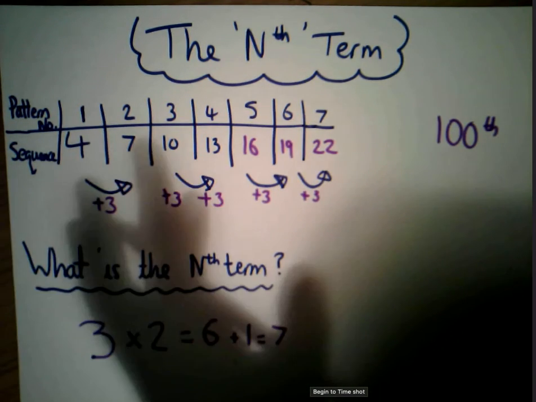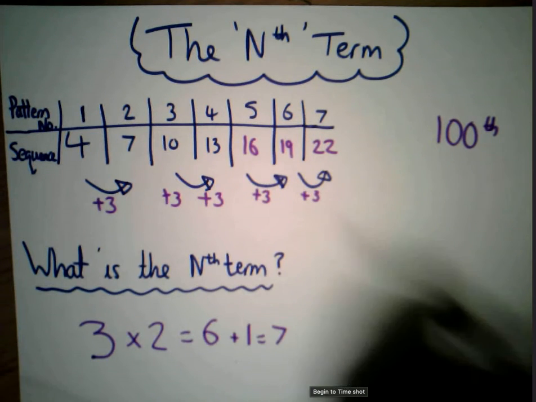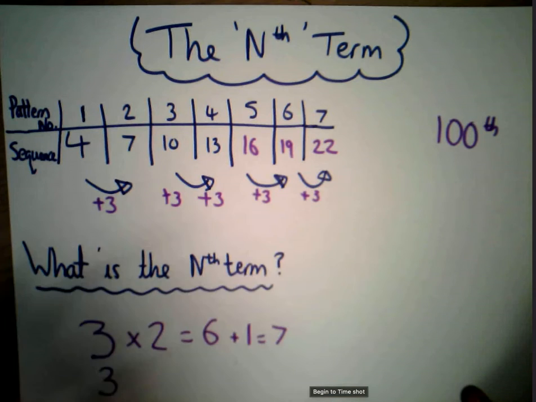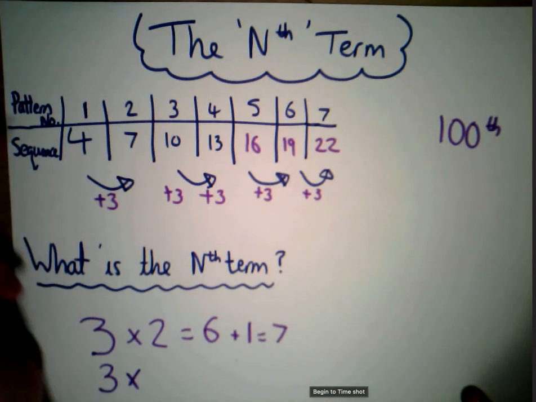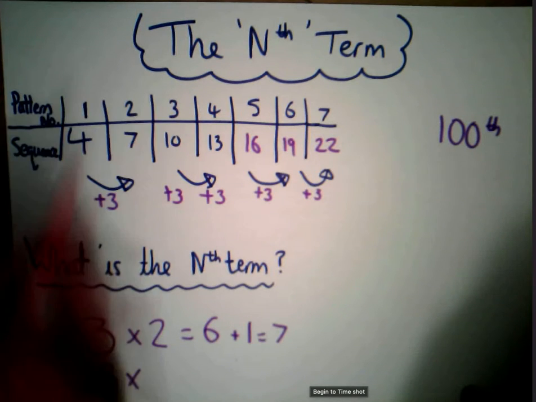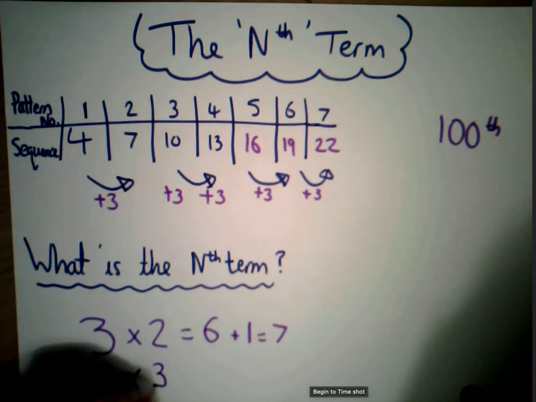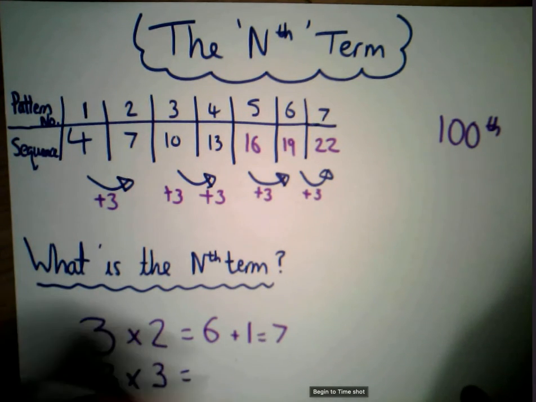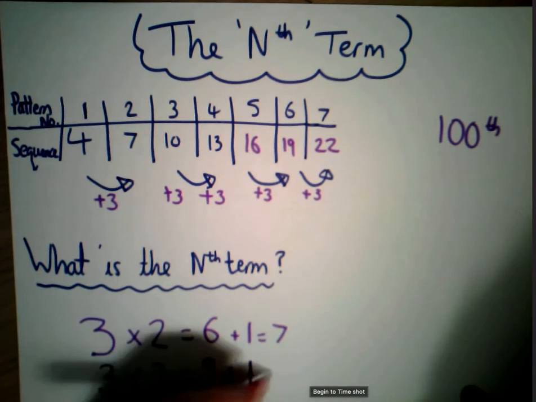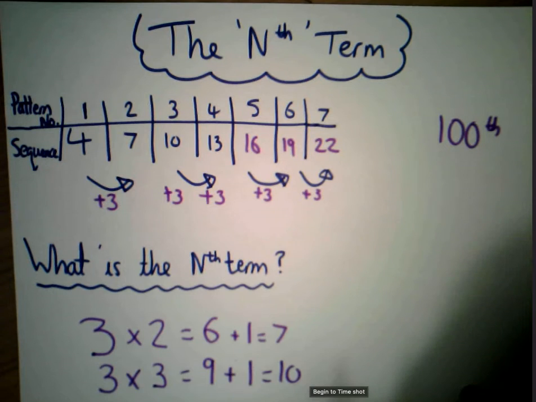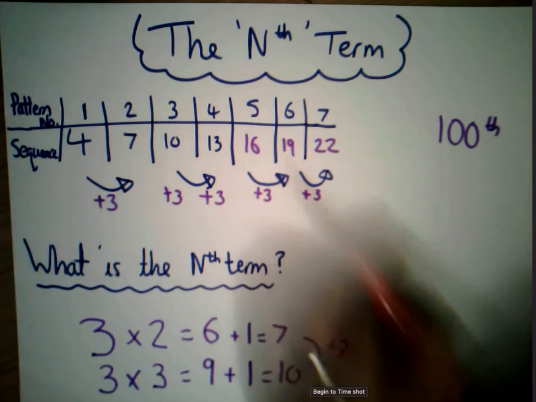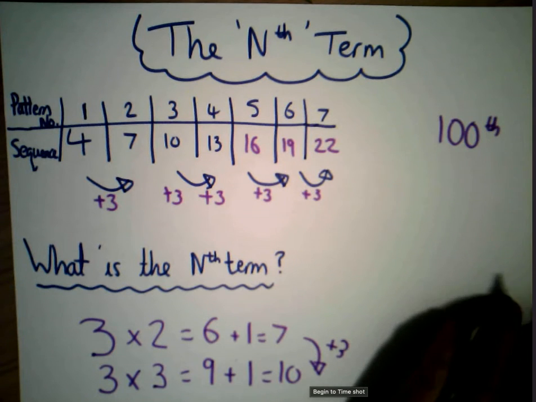Now that's not good enough. We need to check it works. Okay, so again, we know 3 is involved because that's what it's going up by every time. This time, let's have a look at the next one. So 3 times by the pattern number, 1, 2, 3. 3 times by 3 is 9. Add on my 1 equals 10. I've got the same pattern happening here as I have here. So I can now work out my nth term.